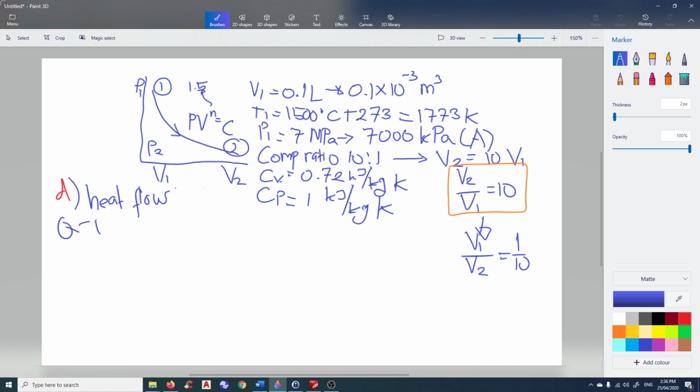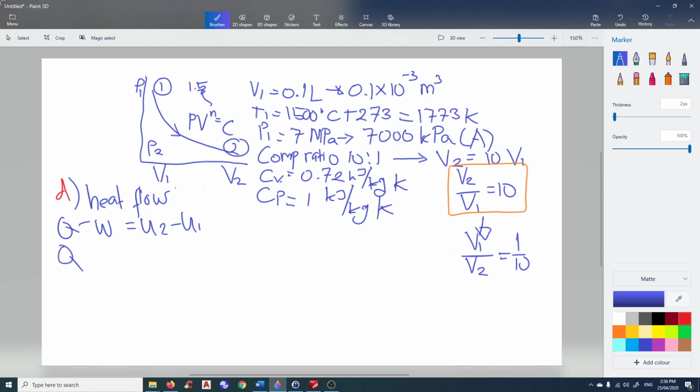Q minus W equal to U2 minus U1. If you remember from term 1, Q stands for heat energy, W stands for work, and U is internal energy, so U2 minus U1 is the change in internal energy. Now what's the heat flow? We want to know what's the Q.